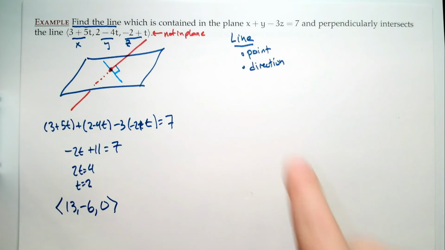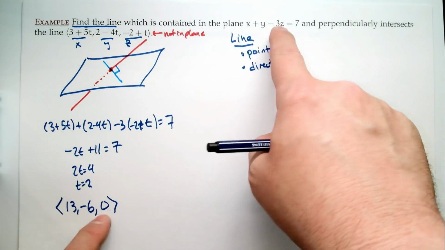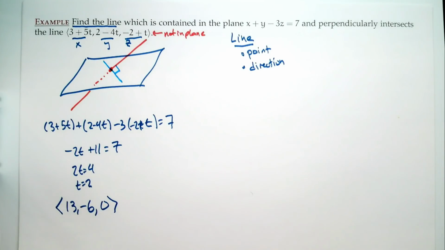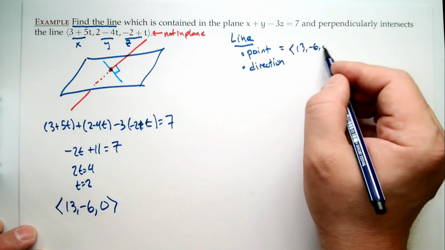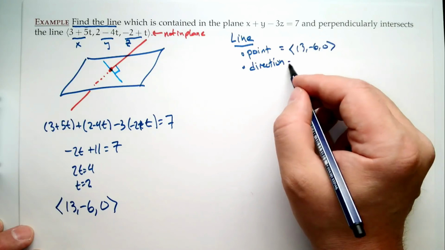And to double check, you can just say, does x plus y minus 3z equal 7? Yeah, it does. Okay, so this is our point. So now we have our point: 13, negative 6, 0. What about our direction?